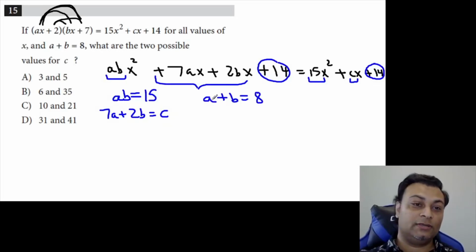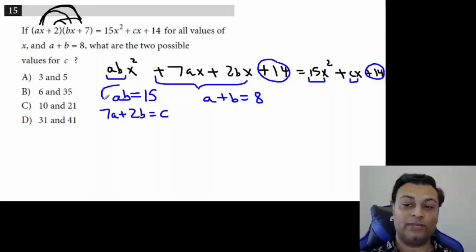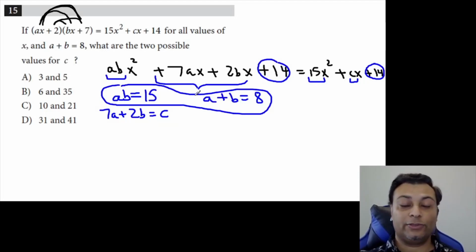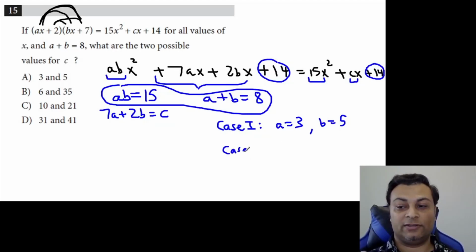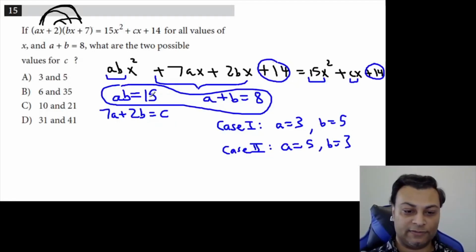Now, two numbers that add up to 8, but they multiply to 15. So, just based on these two equations, they have to be 3 and 5. But it's not specific that a must be 3 or b must be 5 or anything like that. So there are two cases. You could have a situation, case 1, where a is the 3 and b is the 5. But similarly, you can have another situation where a is 5 and b is 3. They would still sum to 8, they would still multiply to 15.